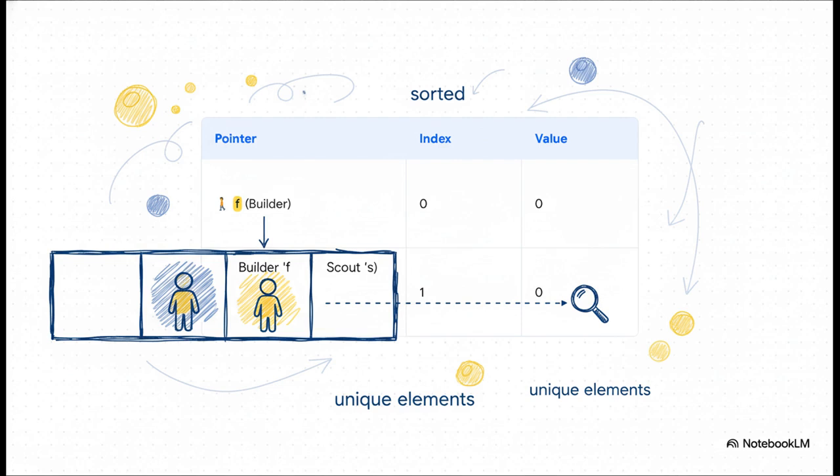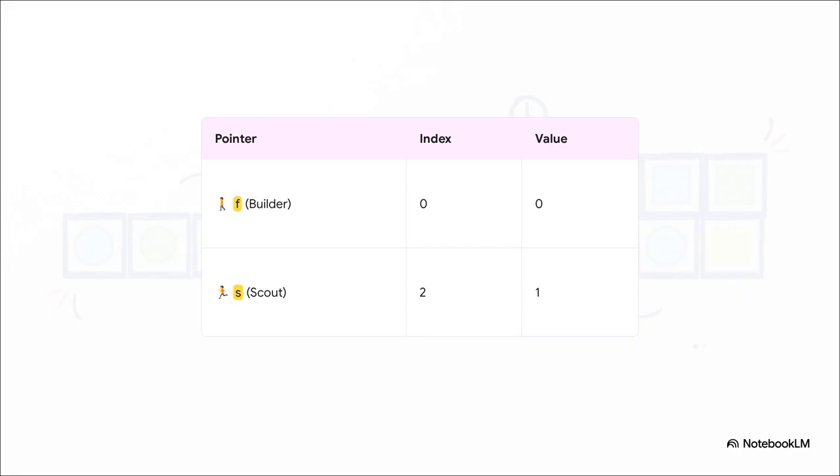The scout, s, starts one step ahead at index 1, ready to begin its search. Okay, first check. The scout sees the value 0. It compares that to what the builder is looking at, which is also 0. It's a match. That means we found a duplicate. So the builder stays exactly where it is. The scout's job is to find something different, so it just moves one step forward to keep looking.